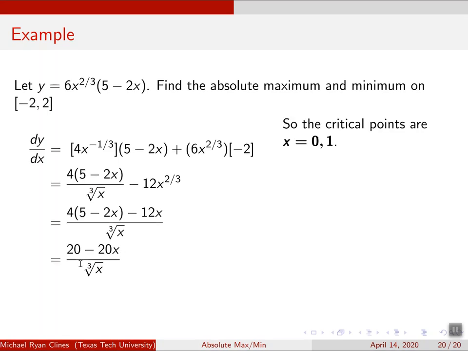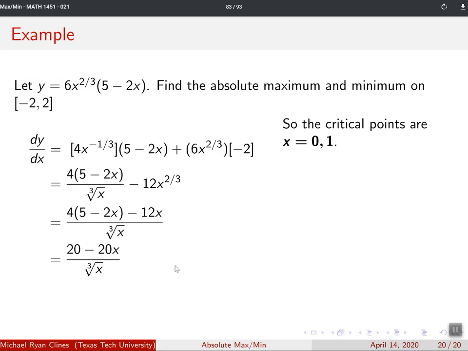Now, if you're just sitting there going, how on earth did he get that? Shoot me an email, say, hey, on this slide on section 4.1, I have no clue how you got the critical points from that derivative. Just shoot me that email, and then I'll write up a more detailed explanation for you if you so choose. All right. Otherwise, these are our critical points. x is equal to 0 and 1.